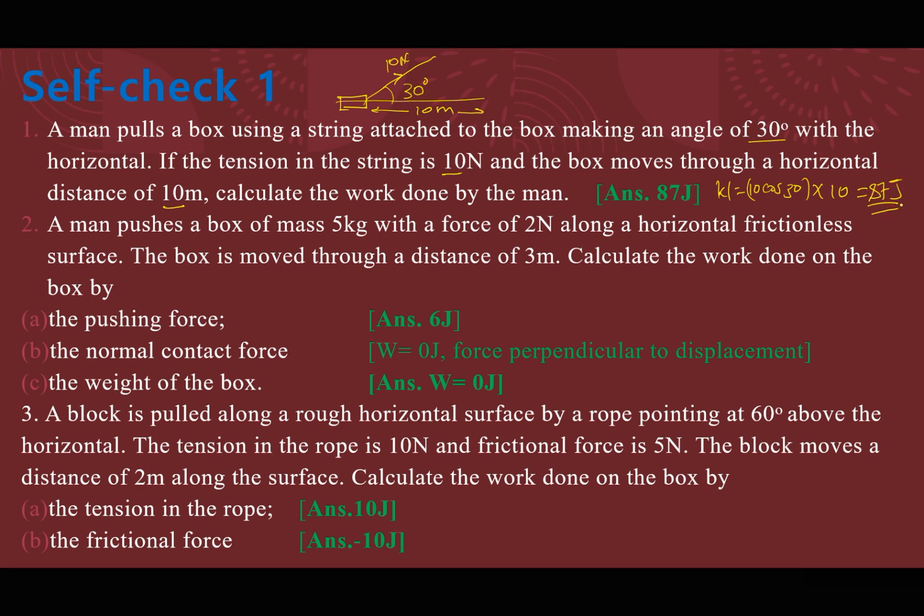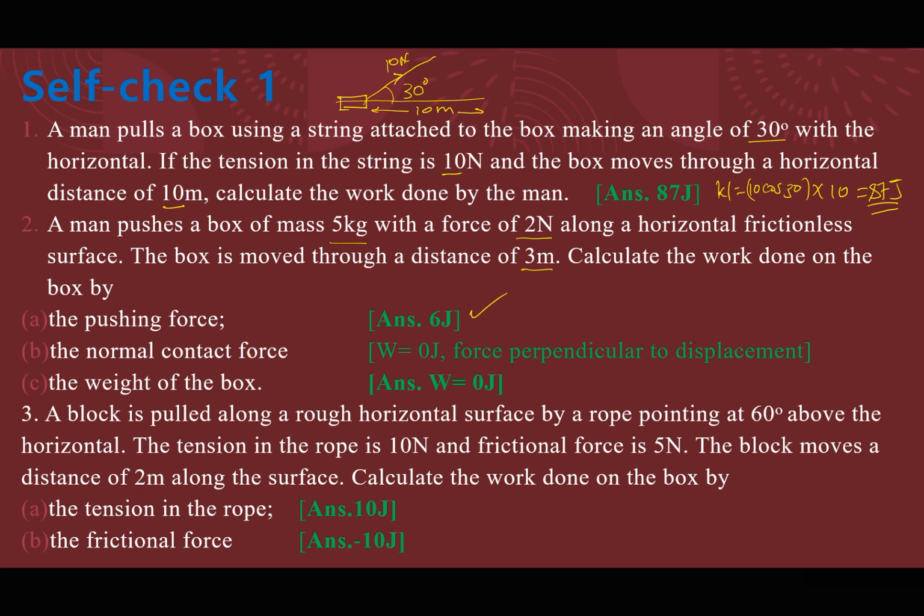A man pushes a box of mass 5 kilograms with a force of 2 newtons along a horizontal frictionless surface. The box is moved through a distance of 3 meters. Calculate the work done on the box by the pushing force. So a man pushes a box of mass that with the force of 2 newtons. So the pushing force is 2 newtons, the distance 3 meters. So I think that is direct.